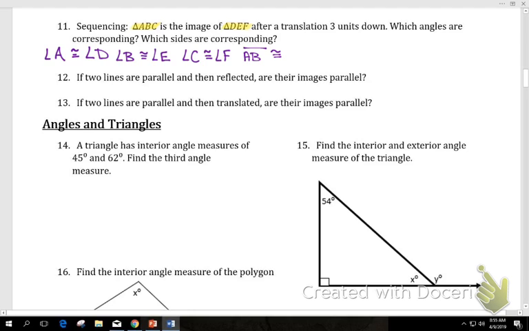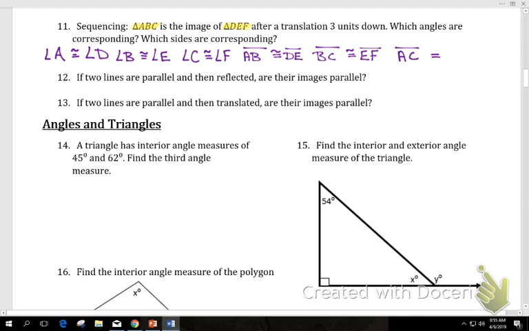So what do you think would be corresponding to AB, Elizabeth? On the other one. The first 2 on the other one. DE, very good. DE. And then what about to BC? All right, Maya? EF. And Trey, what about for AC? What would correspond?